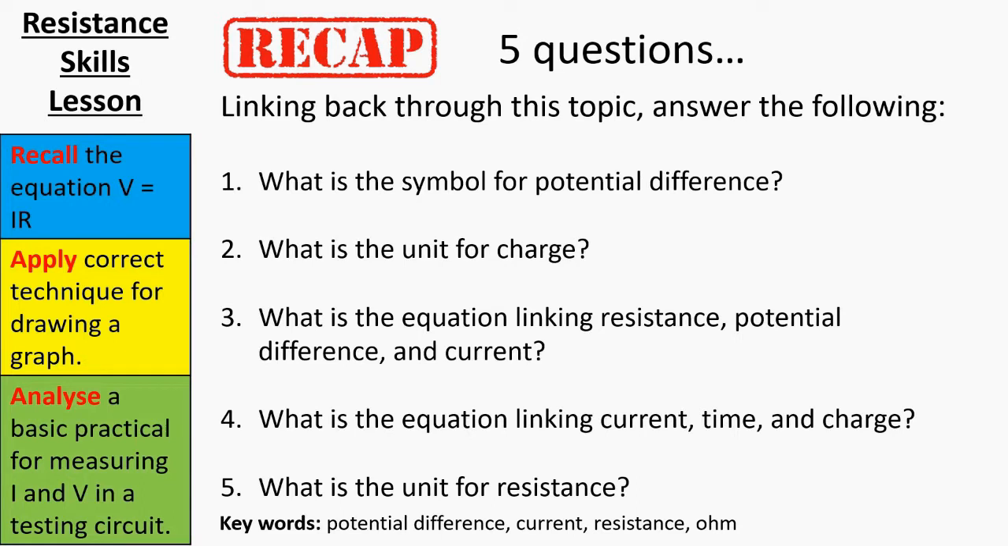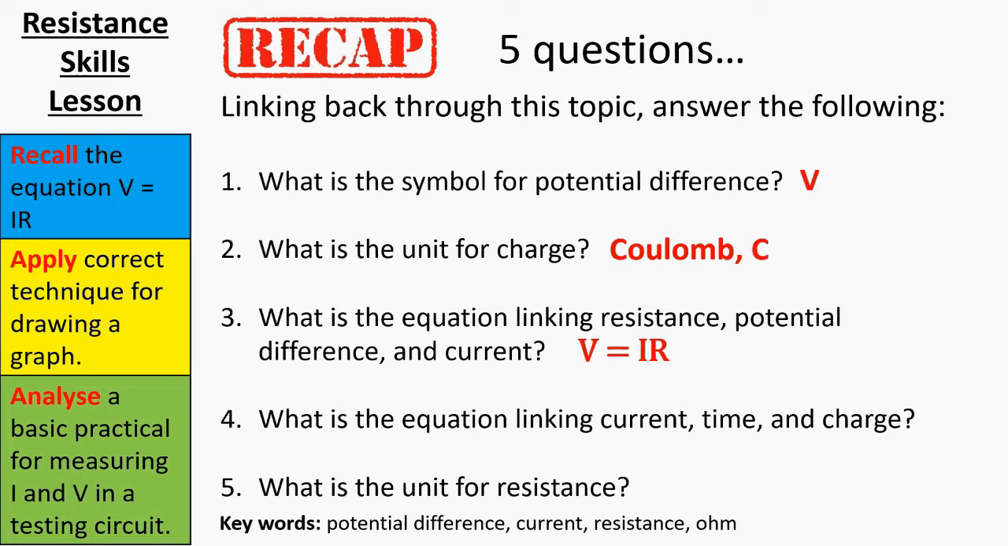Okay, so here are your answers. Get ready to mark them. What is the symbol for potential difference? It is a V. What is the unit for charge? The coulomb, or capital C. What is the equation linking resistance, potential difference and current? It is V equals IR. If you've written R equals V over I, or I equals V over R, that's fine.